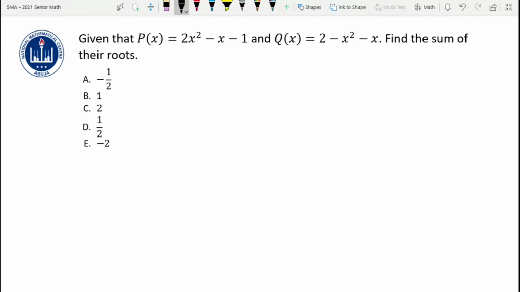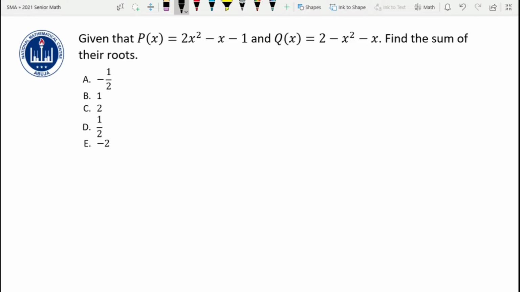In this video, we're going to be solving question 6 of the 2021 Senior Maths Olympiad first round. We're told to find the sum of the roots of two polynomials, p of x and q of x. p of x is defined to be 2x squared minus x minus 1, and q of x is defined to be 2 minus x squared minus x. Then we're told to find the sum of the roots of p of x and q of x.